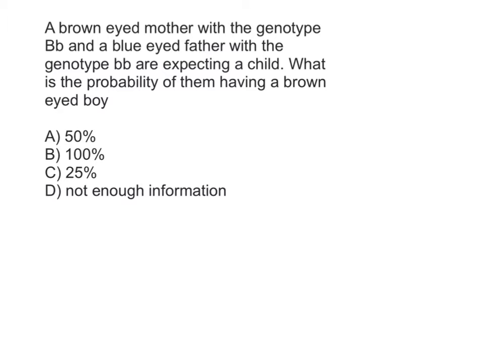A brown-eyed mother with the genotype big B little b, where big B of course represents the dominant brown-eyed trait, and a blue-eyed father with the genotype little b are expecting a child. What is the probability of them having a brown-eyed boy? The two parts to this question are first, the probability of their child having brown eyes, and second, the probability of it being a boy.